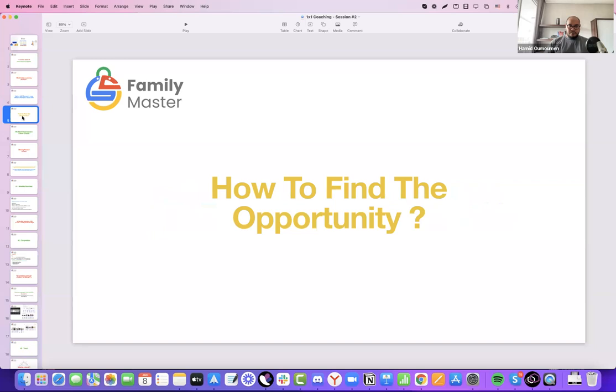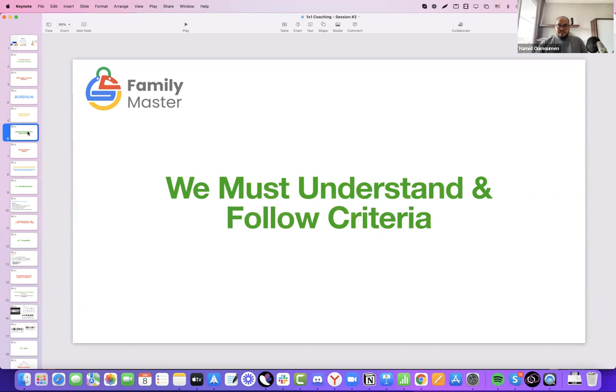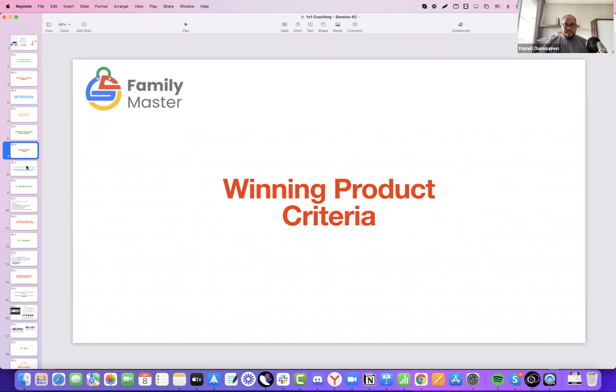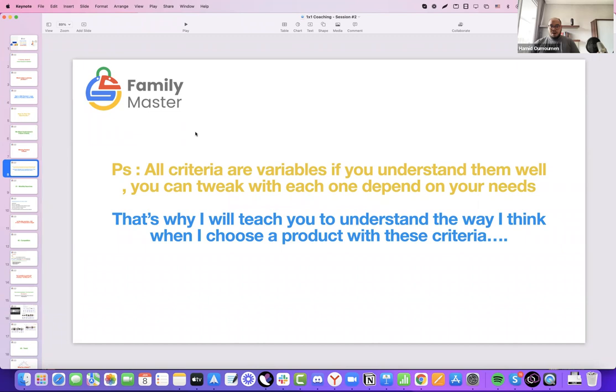So how can we find this opportunity? To find a winning product opportunity, we must understand and follow some criteria. Let's talk a bit about the winning product criteria. For me, all criteria are variables. If you understand exactly why we make these criteria, you can tweak each criterion depending on your needs. So let's start with the first criterion.